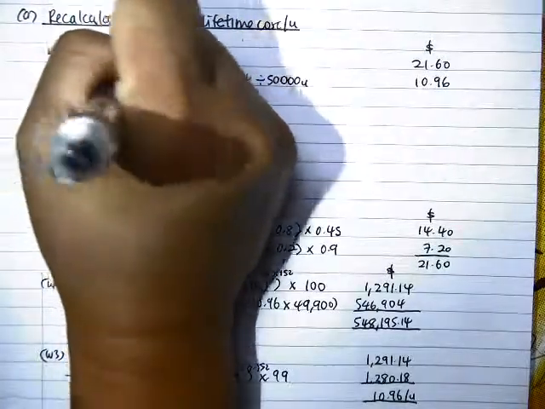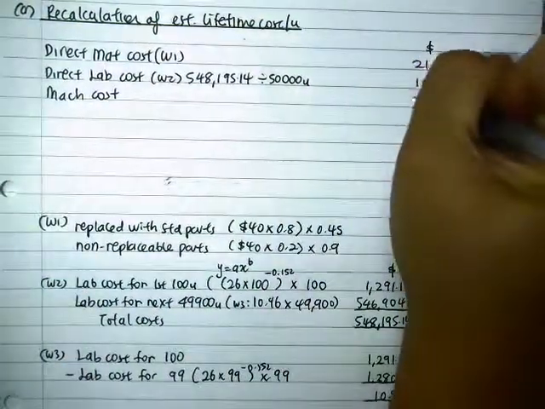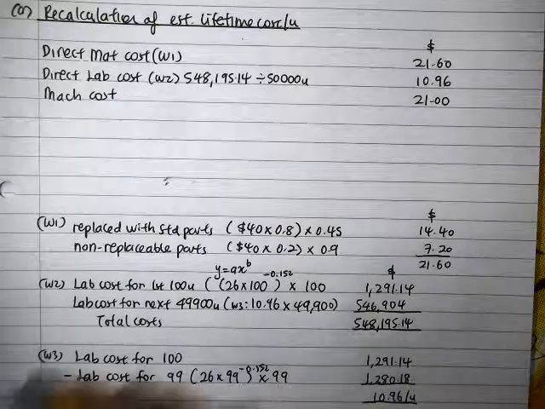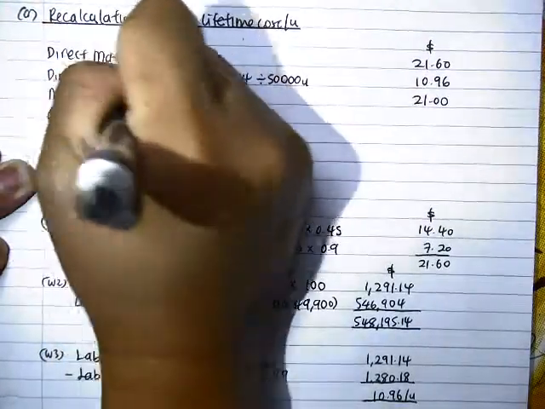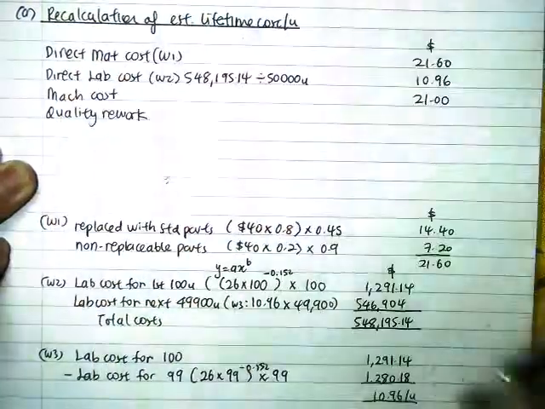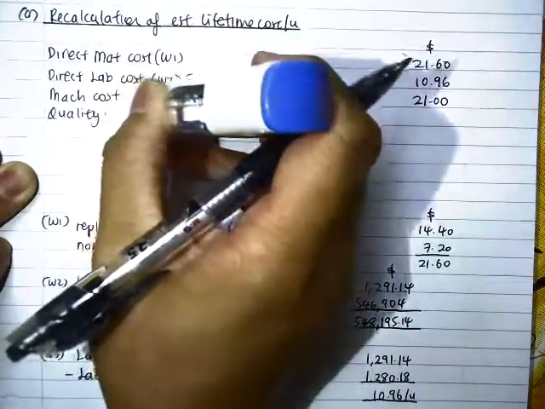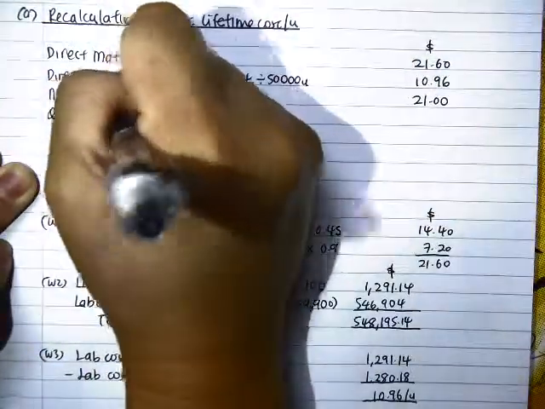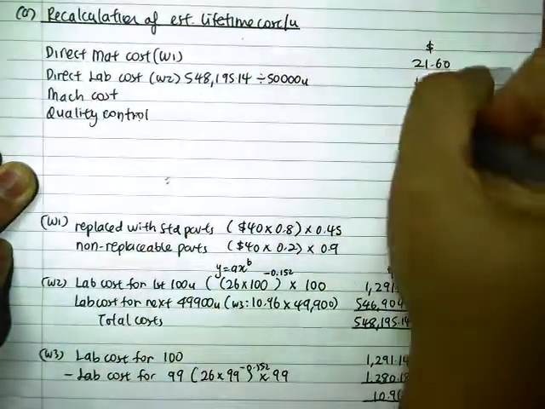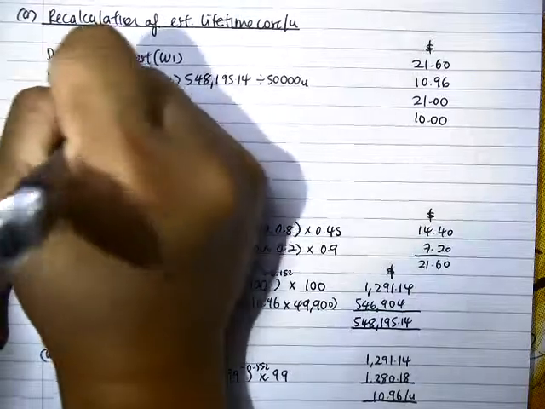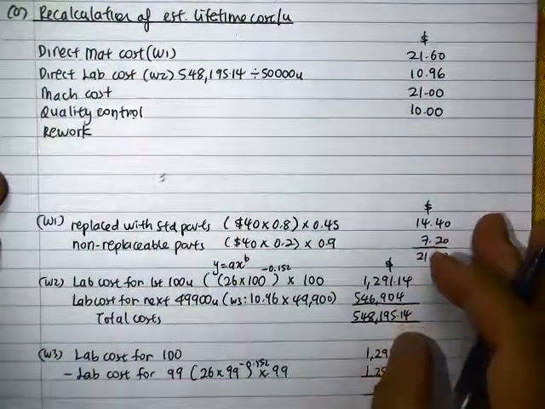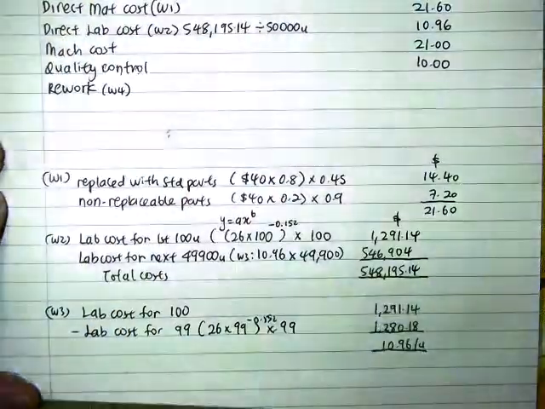Okay, the machine cost is 21. The quality control is 10. Rework. So how much are you going to pay for rework?